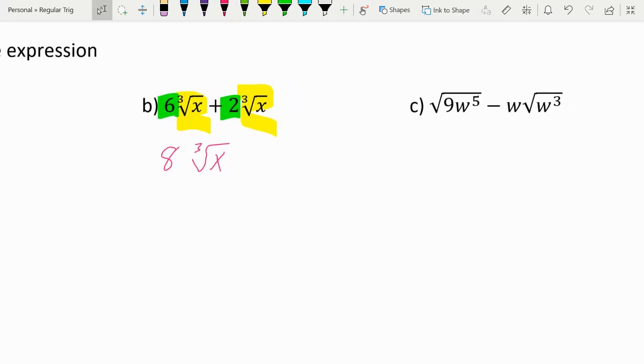All right, so look at C. What are you noticing is a little bit different? With C, the thing that you notice is a little bit different is the stuff underneath the radical. The stuff underneath the radical is not the same. So we have to do something to make it the same. We're going to be doing stuff to make those two exactly the same.